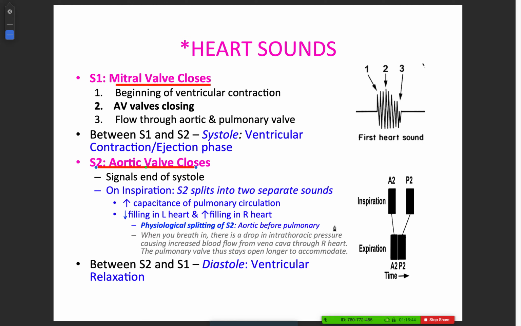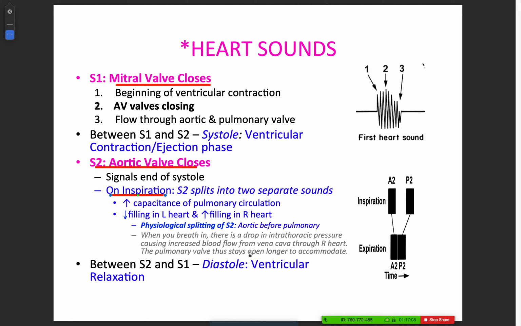Our dub is dependent on how much blood is coming back to the heart. I'm going to say that again. Our S2 is dependent on how much blood is coming back to the heart, okay? And so when you take an inspiration, right? When we inspire, what's happening is we're dropping the pressure in our thoracic cavity, right?